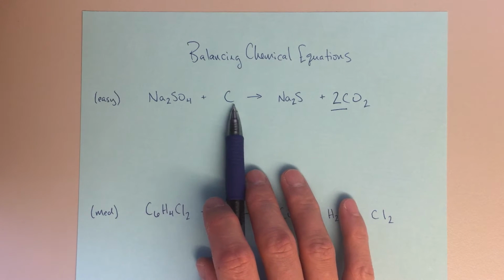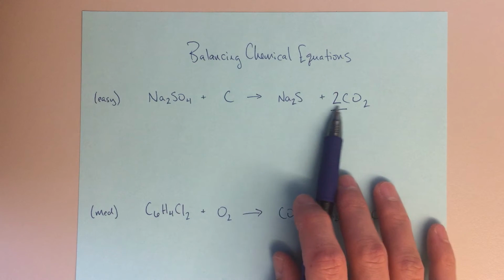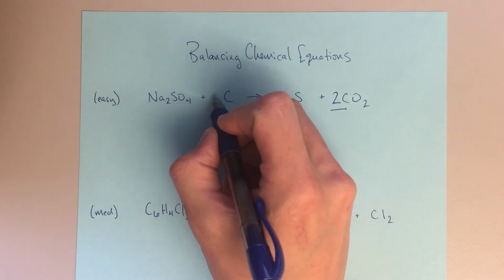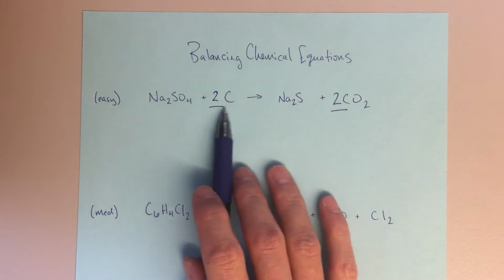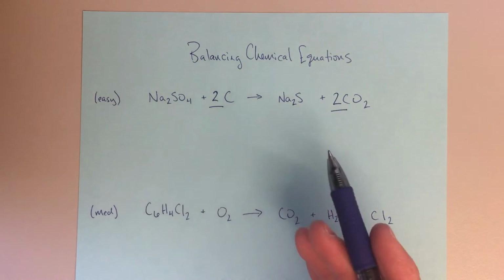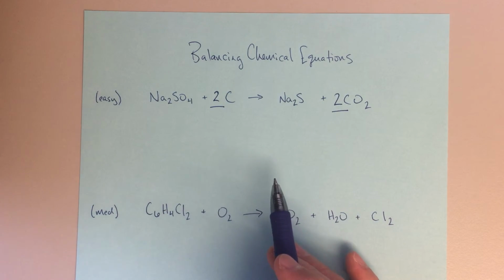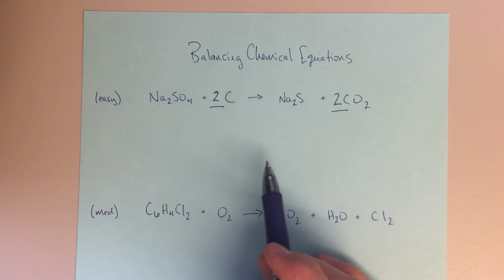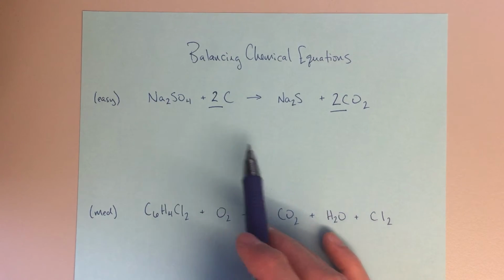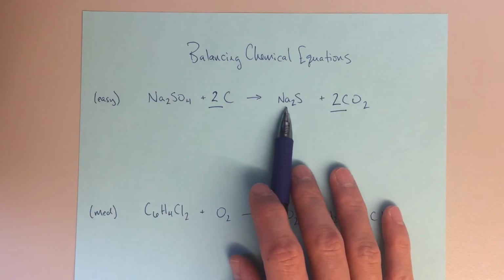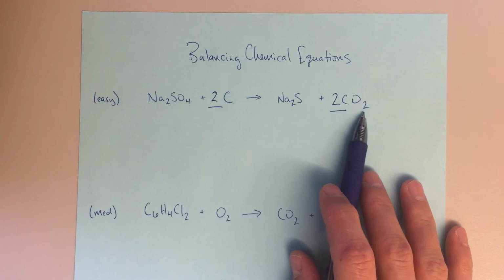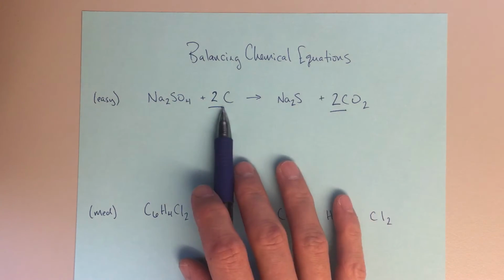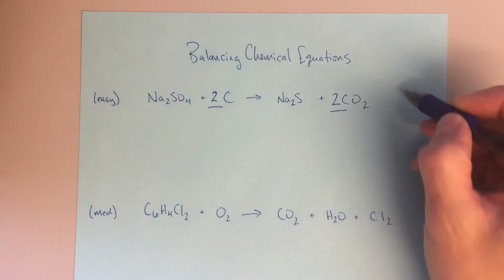On this side I've got 1 carbon so far, but I know that I'm going to need 2 because we put a 2 here. So I'm going to add a 2 in front of carbon. This will give me 2 carbon atoms to 2 carbon atoms. And now that I've gone through all the atoms, a good thing to do is just double check to make sure we are all balanced. 2 sodium atoms, 2 sodium atoms, 1 sulfur, 1 sulfur, 4 oxygen atoms, 4 oxygen atoms here, 2 carbon atoms, 2 carbon atoms. So that one's good.